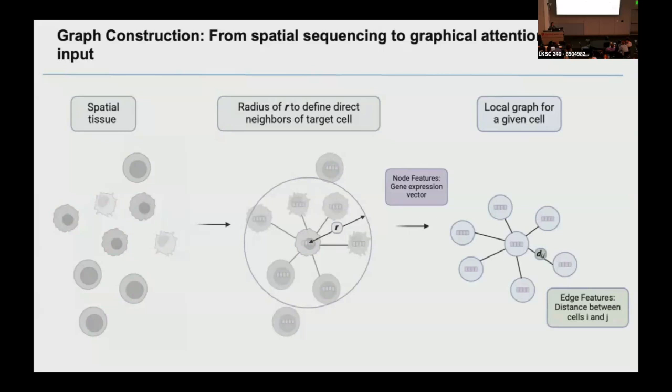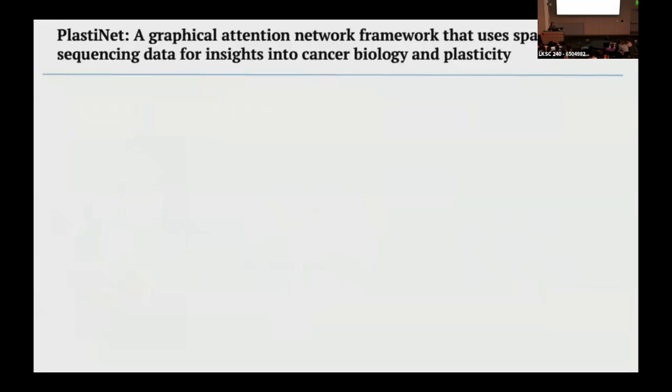This distance will later be used to weight how strongly neighboring cells influence each other, with the influence decreasing as distance increases. Now that we have a graph representation of our tissue, we feed it into PlastiNet, a deep learning framework built in the form of a graph attention network. In this simplified example, we have 3 cells, the target cell highlighted in blue and 2 neighbor cells in gray. For each target cell, the model looks at both the target's own gene expression and the gene expression of its neighbors. The goal is to compute a weighted sum of these influences, which is used to create an embedding that captures more than just its own gene expression.